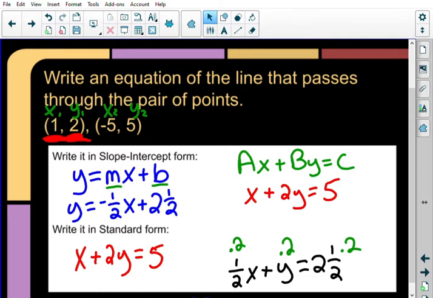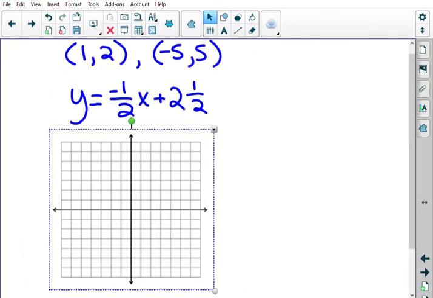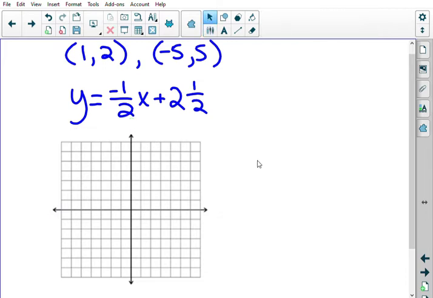And let me show you how these forms are both very useful for graphing. We were given the points 1, 2 and negative 5, 5, and we wrote an equation that when you graph it will go through those two points. I want to demonstrate that we did this right, so you can always check yourself. Let's make our line, and review how we make a graph from our slope-intercept form equation. So 2.5 represents our y-intercept.